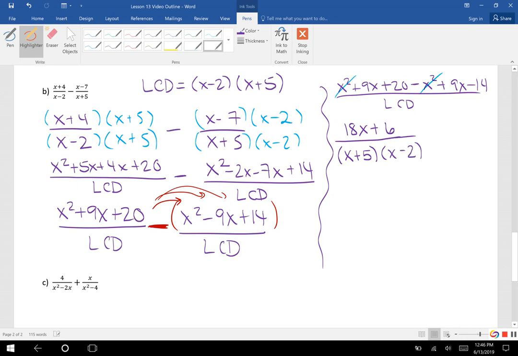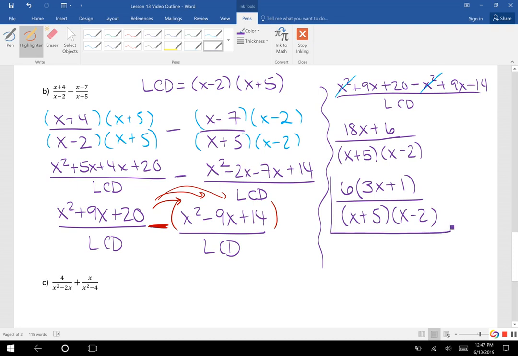All right, and that is actually the final answer, although I'm going to check and see if we can simplify. And by that, I mean I usually like to factor, if possible, just to see if there's any common factors. And in the numerator, we could take a 6 out, and then we'd be left with a 3x plus 1. But that means there's nothing I can cancel. There's no common factors. And so you can leave your answer in this factored form, or you can keep it as the 18x plus 6. Either way works.